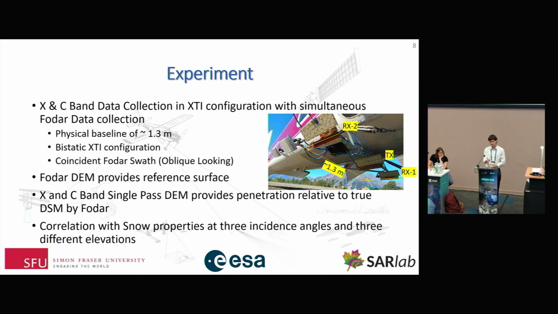As you can see on the right, this is a bistatic cross-track interferometric layout. So we have the transmit antenna in the middle and the two receive antennas with a total baseline of about 1.3 meters.